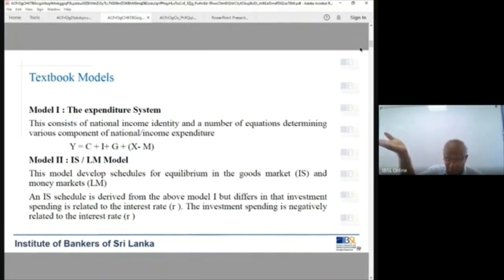What will the investor do? The investor thinks the cost of funds increases, therefore he either postpones his investment or cuts down his investment. In other words, there is a negative relationship between investment and the interest rate.